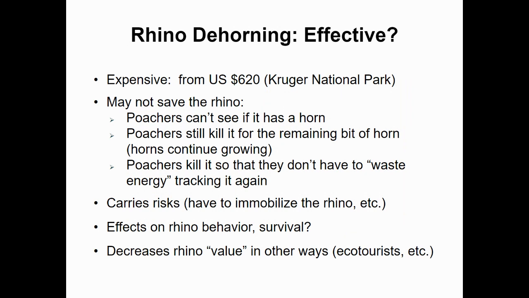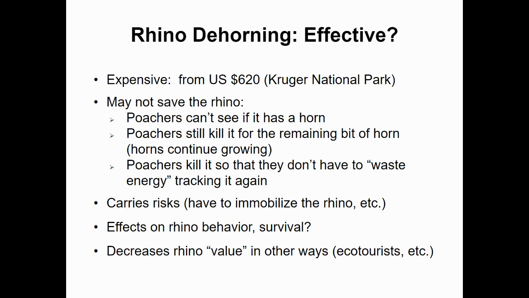First of all, it's expensive to dehorn a rhino. Poachers sometimes shoot from far away. They might shoot and kill a rhino before they even realize it doesn't have a horn. And some poachers will still kill it for the remaining bit of horn, because rhino horns are kind of like our hair or nails. They continue to grow, so shaving it down does not mean there is no horn there. Depending on the length of time since that happened, there can be a good amount of horn still available.